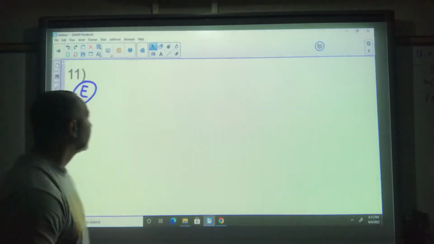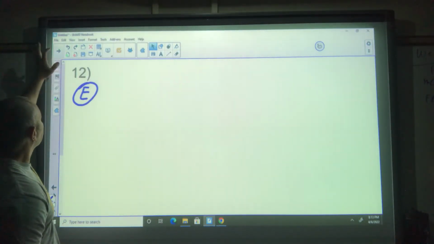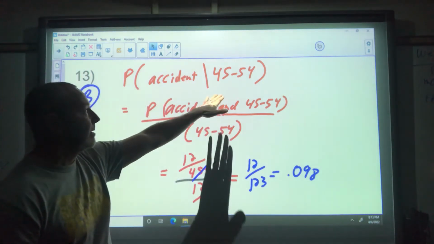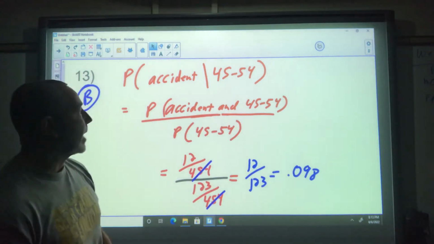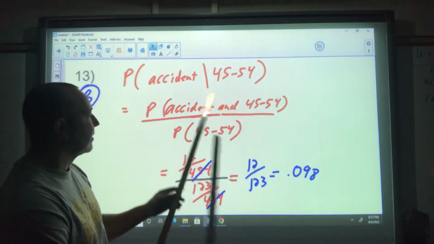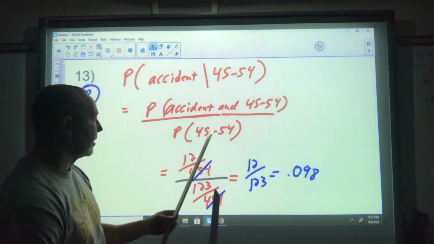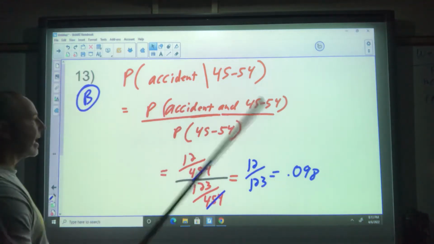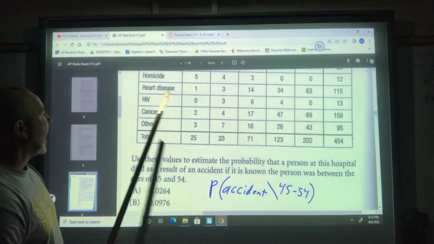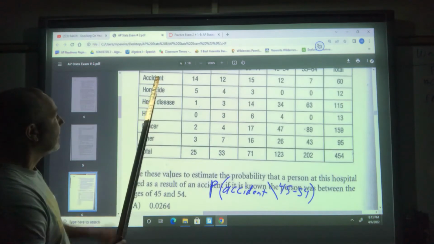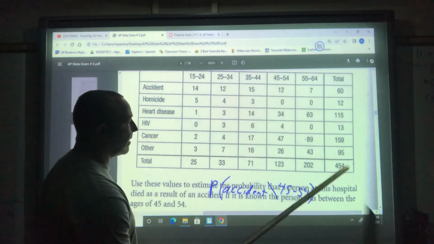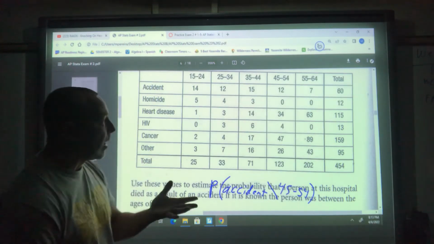All right, here we go. The probability of an accident given it's out of the 45 to 54 group means automatically that it's the probability of accident and 45 to 54, divided by the probability of 45 to 54. So the probability of accident and 45 to 54, let's have a look at that. Accident and 45 to 54 is 12 out of 454, or you could just say 12 even.